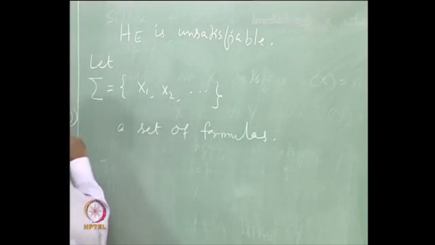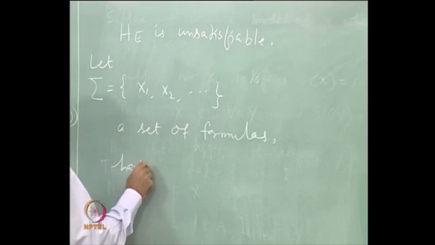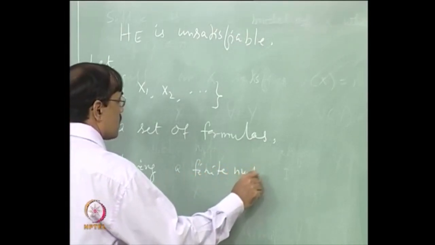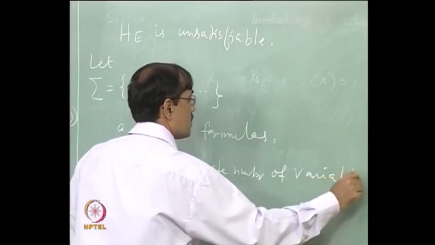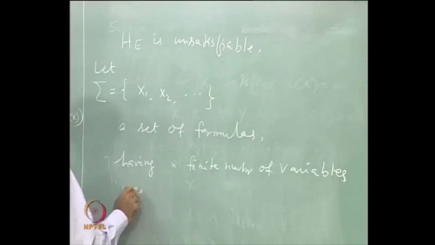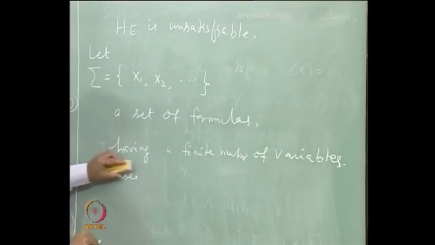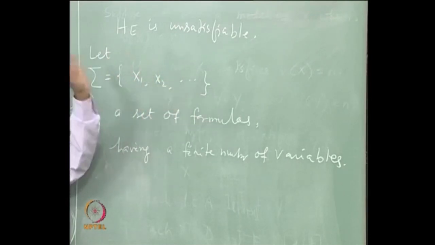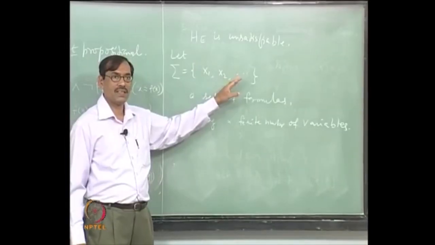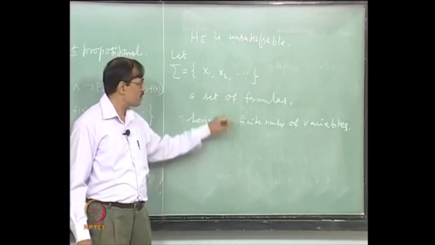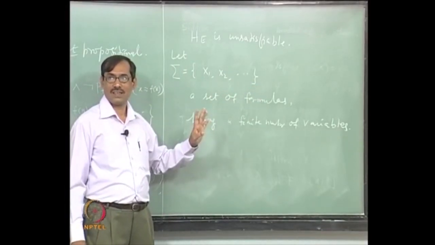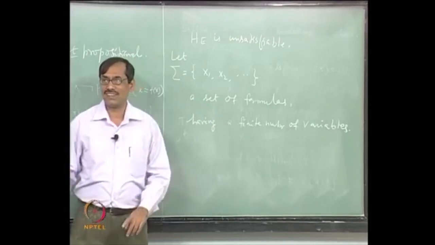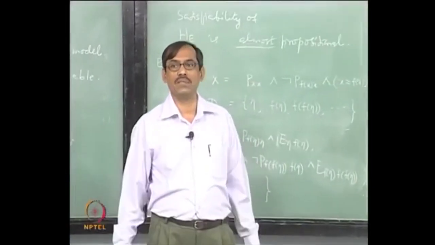Of course, we need one restriction here: formulas having a finite number of variables. This means, suppose x1 uses some variables, x2 uses some other variables, quantified or non-quantified, whatever it is, and x3 uses some variables. If it is infinite, it can be a potentially infinite number of variables. Now you are putting a restriction on it, so that does not happen. Finally, if you go up to some finite stage, you get all the variables, and beyond that only those variables are repeated. That is what happens here: only a finite number of variables is used.